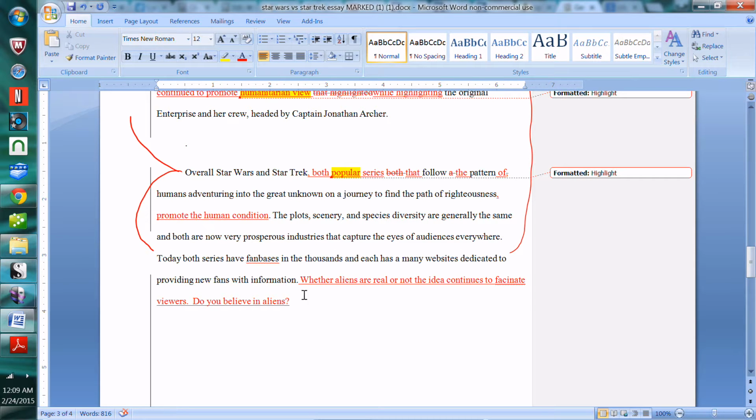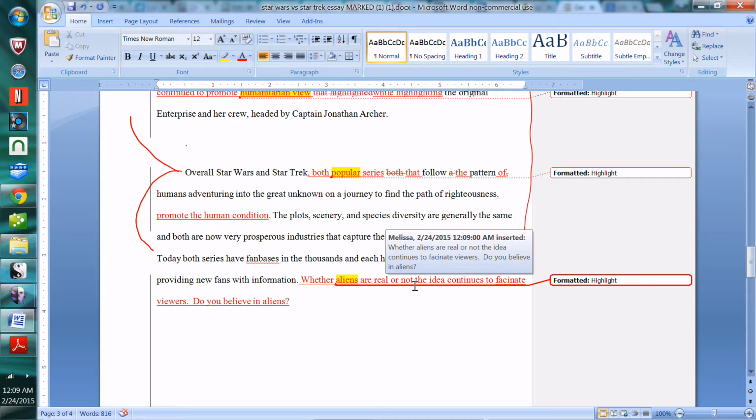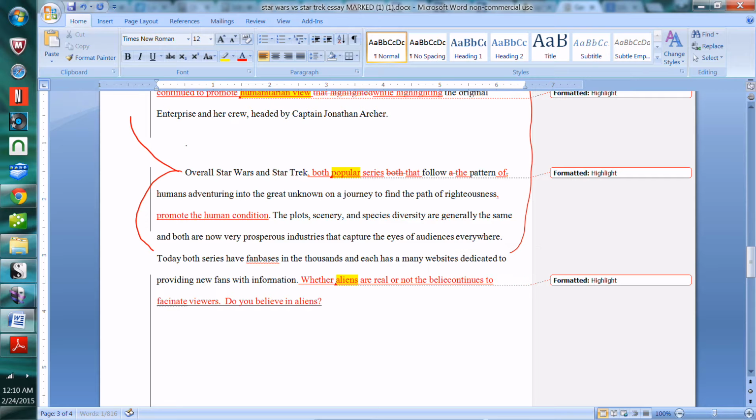Okay, so we have, do you believe in aliens? So we have aliens here, and that relates to our first sentence. Whether aliens are real or not, the idea continues to fascinate viewers. The idea, how about the belief in the possibility of worlds unknown continue to fascinate viewers? Do you believe?